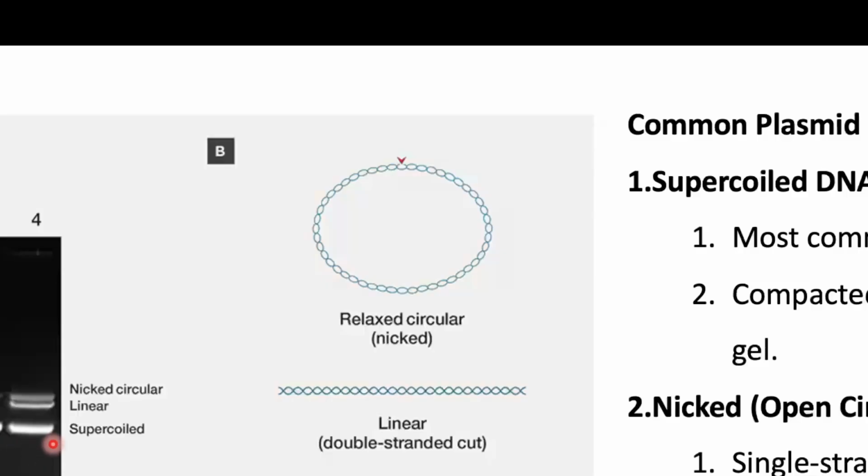And then comes the RNA, which is smaller in size and molecular weight than DNA. That is why RNA will come at the end. So from the top we have the loading wells, then the full plasmid, then the nicked plasmid, the linear plasmid and the supercoiled plasmid. So supercoiled DNA is the fastest. It is the most common form in vivo.